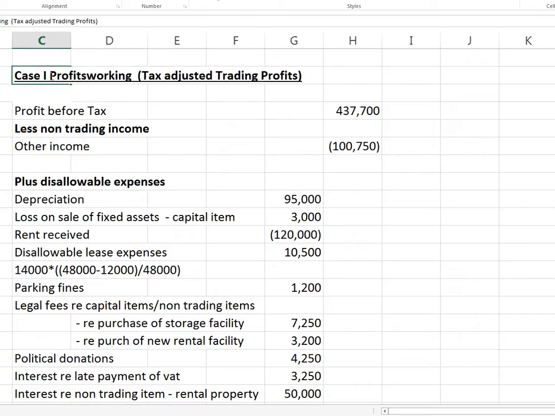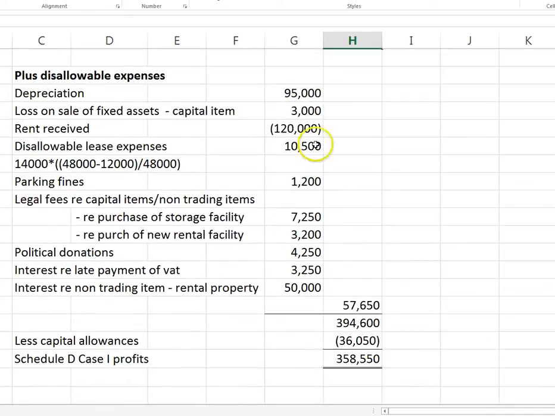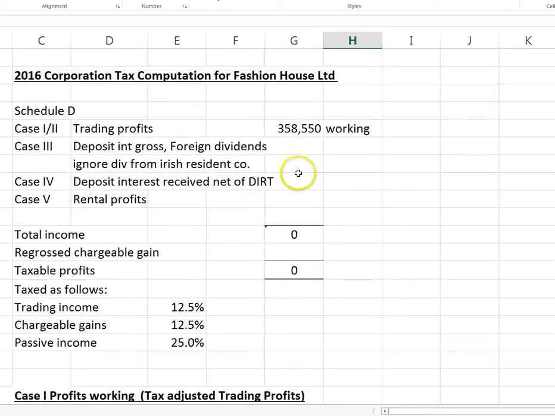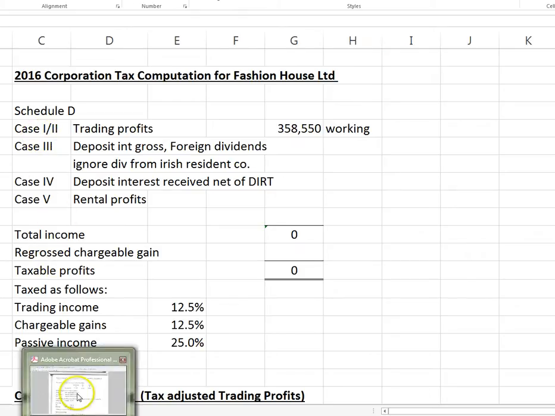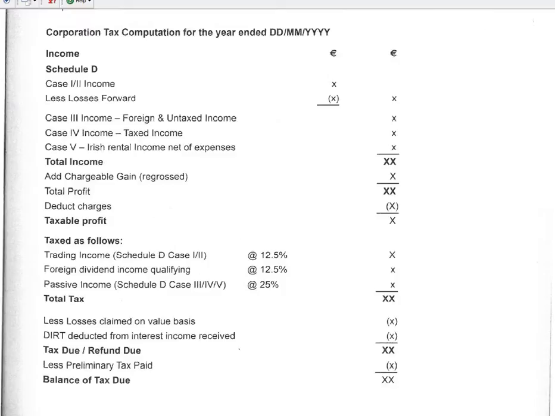That gives the trading profits. We started with the profit before tax, took away other income, and then added back any expenses which weren't allowable as deductions for tax, and we also did the capital allowances, and we ended up with Case 1 profits of 358,550. They come up to the corporation tax computation, which always looks something like this, and we have a pro forma here of what it looks like.